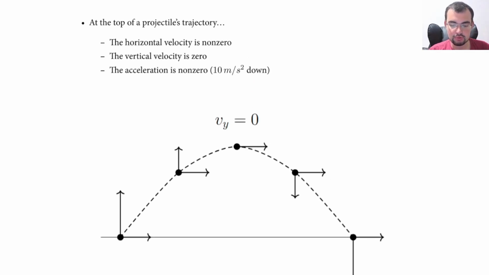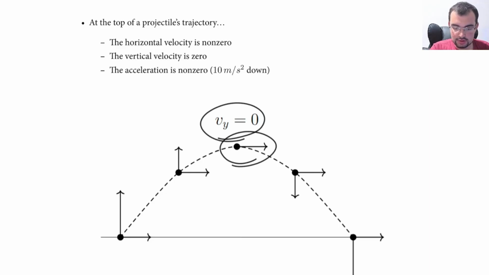So it is really important to know what happens at the top. This is asked on like every test ever. The velocity is not zero. It is only the y velocity that's zero. It still moves horizontally. Because if it wasn't, then it would just fall straight down, right? If it stopped at the top, it would just fall straight down, and that definitely doesn't happen. So it stops vertically, but not horizontally.